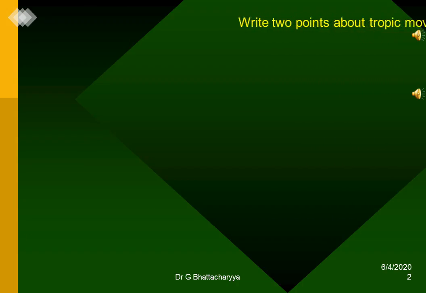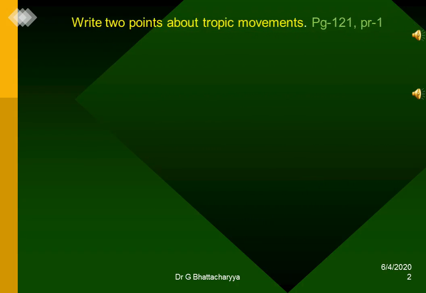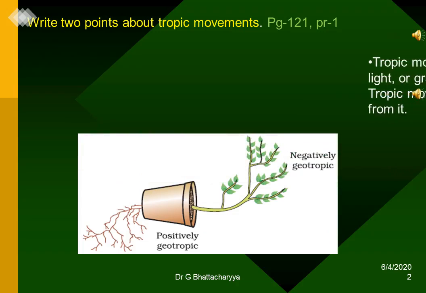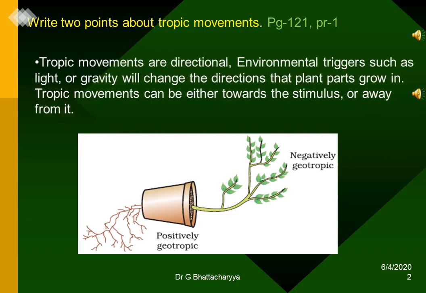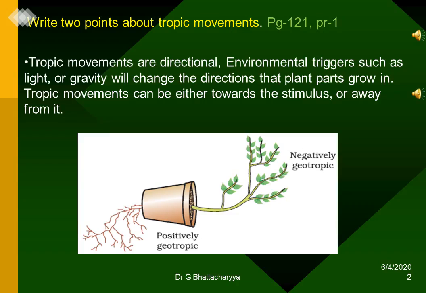Write 2 points about tropic movements. Tropic movements are directional. Environmental triggers such as light or gravity will change the directions that plant parts grow in. Tropic movements can be either towards the stimulus or away from it.